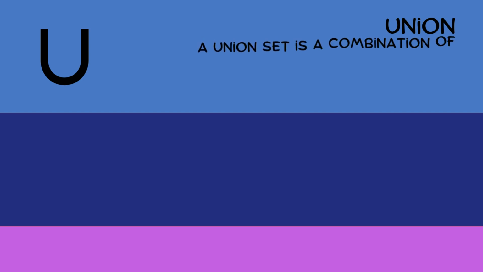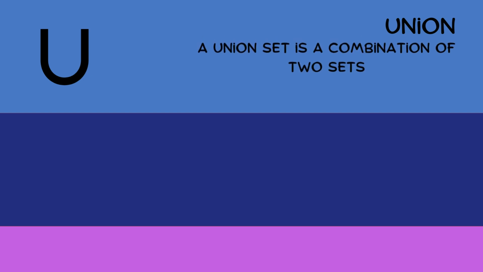Now, the final 4 notations differ from the last 6 as they represent a pair of sets. The first being a union of 2 sets. A union set is simply the combination of 2 sets, indicated by a U shape. For example, if set A has elements 1 and 2 and set B has elements 3 and 4, then the union of A and B is 1, 2, 3, and 4.